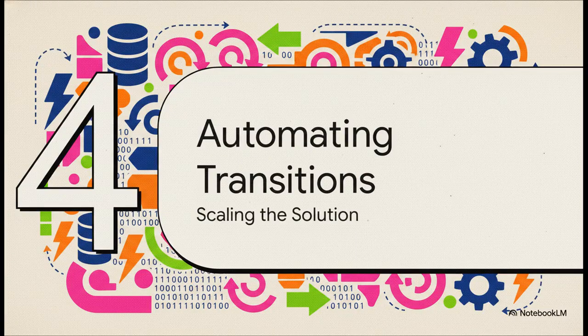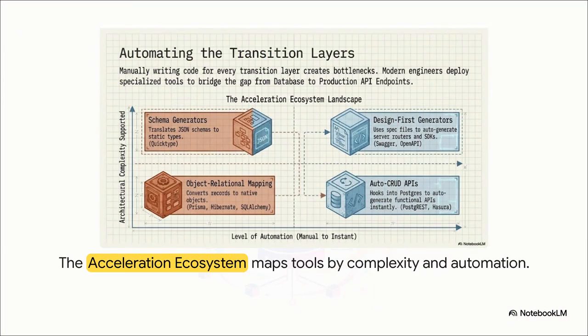Finally, Section 4, automating the transition layers. Now, manually writing the code for all of those transition layers creates a massive development bottleneck. Nobody has time for that. So to scale this, we look to the acceleration ecosystem landscape. Because this refinement process is so standardized across the industry, an entire ecosystem of specialized tools has emerged to handle it for us. We can map these tools across 4 distinct automation quadrants, balancing the level of architectural complexity against the level of automation, ranging all the way from manual coding to instant push-button generation.